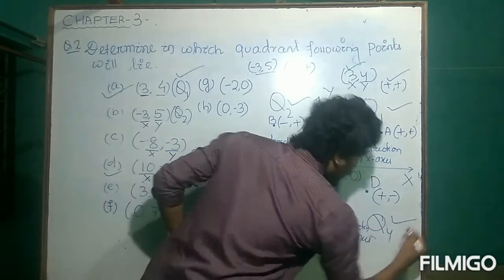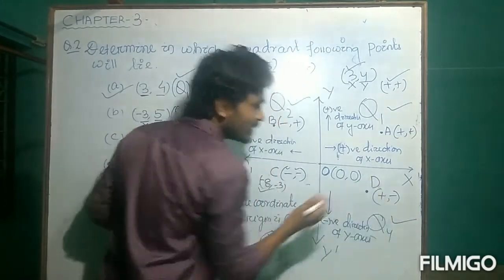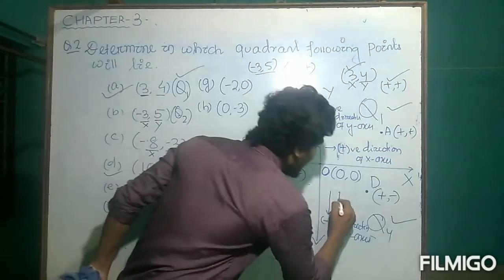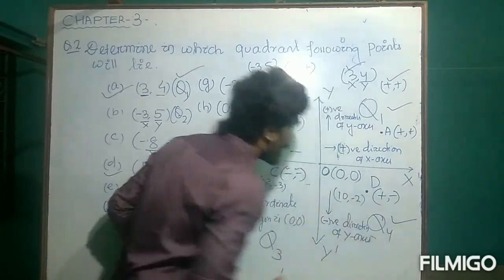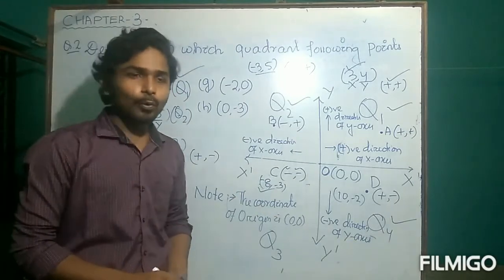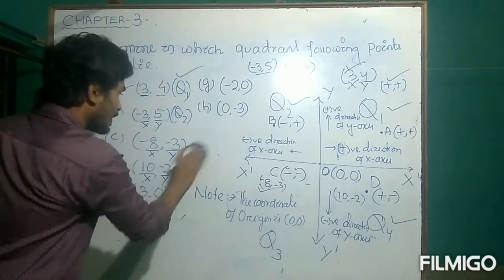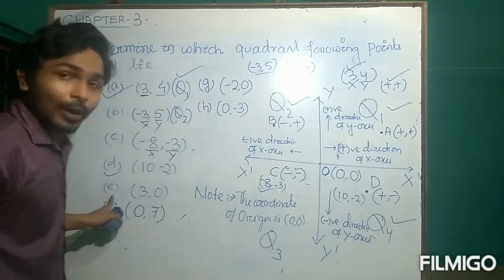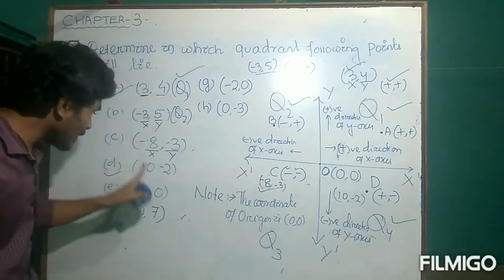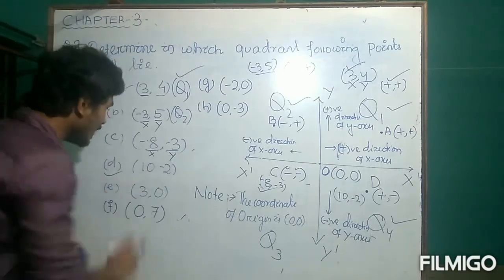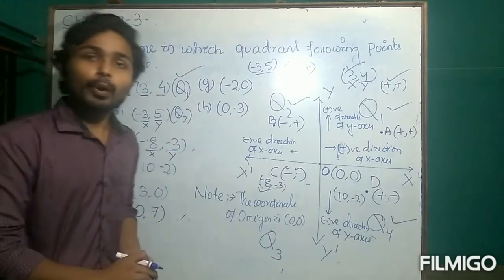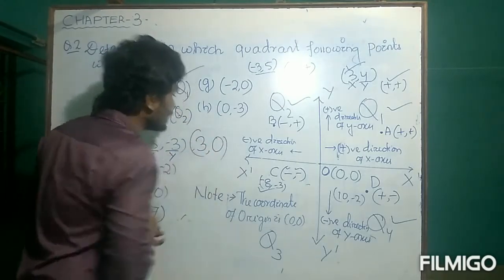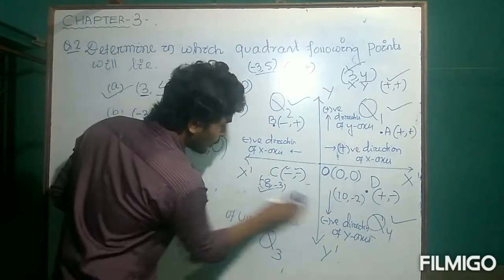So this is the quadrant in which the x coordinate is positive and the y coordinate is negative. So you can say yes, (10, -2) will lie in quadrant 4. Okay. Now, some special type of question. See, in part E, you have to find out the quadrant in which the point (3, 0) will lie.